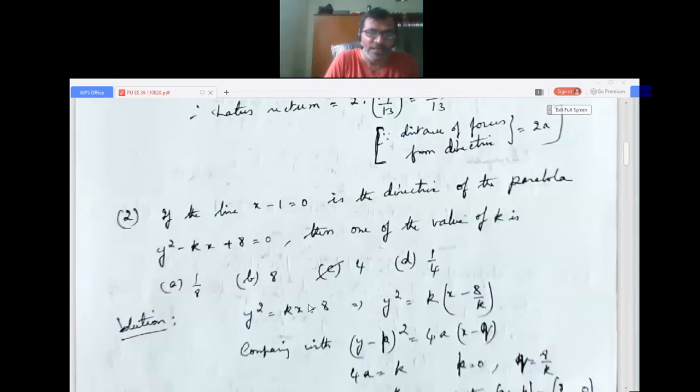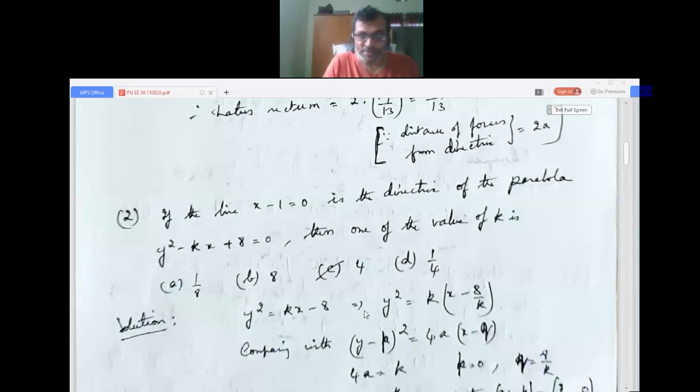So once again, if the line x minus 1 equals 0 is the directrix of the parabola y squared minus kx plus 8 equals 0, then one of the values of k is: a) 1 by 8, b) 8, c) 4, d) 1 by 4. Okay, so what we do, we write the parabola in the standard form y squared equals kx minus 8. By looking at this, we know the parabola is of the form y minus k whole squared is equal to 4a into x minus h.